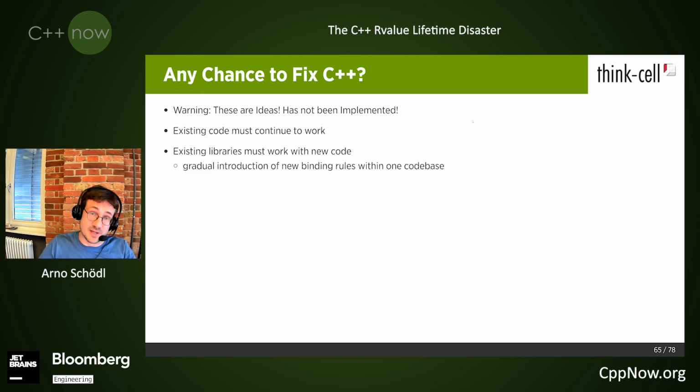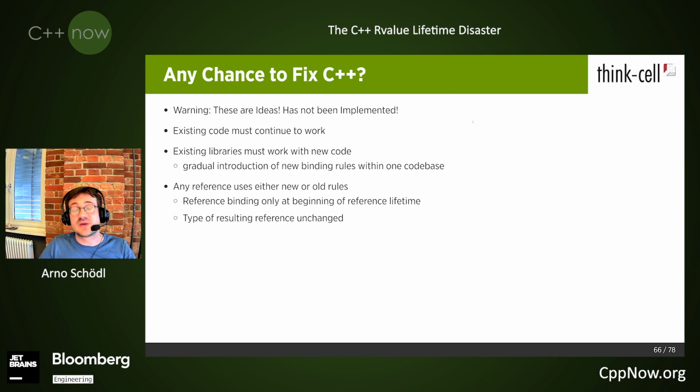First of all, what are the requirements? Certainly, existing code must continue to work. We can't just say, oh, we're going to throw away all the code and restart from scratch. It's never going to work. Even existing libraries have to continue to work. People rely on libraries all the time, and these existing libraries have to work even if we are using new code. So when we are using our new rules for binding, that has to cooperate nicely with existing libraries. So we need to be able to gradually introduce these new rules into a single code base.